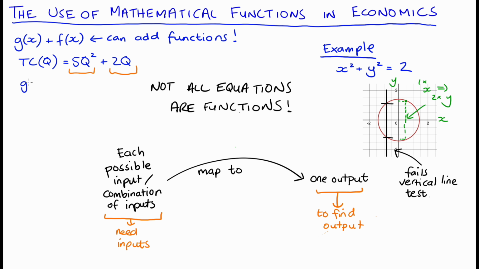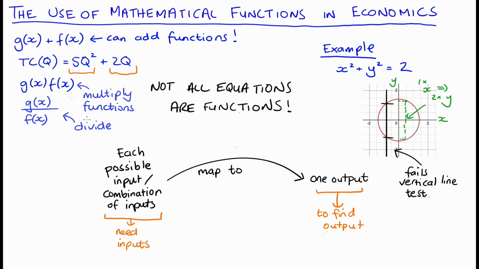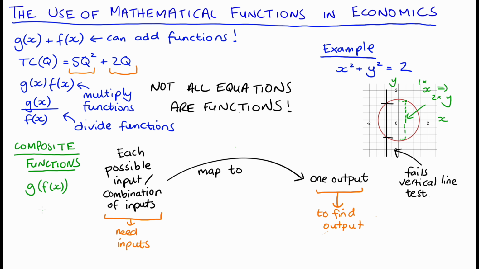So we can multiply functions together, so we can think of g of x times f of x, and we can divide them, so g of x divided by f of x. We can also have what we call composite functions. So we can have a function, let's say g, which is a function of another function. So the input to our function g is another function, which itself is a function of x. Now this becomes important when we have what we call the chain rule in calculus, which we will do later.